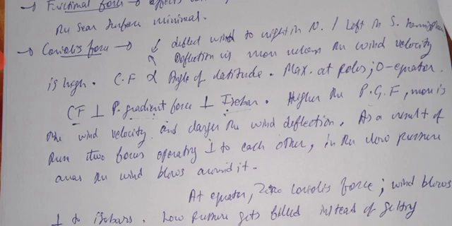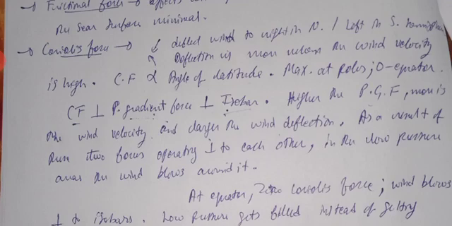It means at 0° latitude, at the equator, the Coriolis force is also 0. So it is maximum at the poles, which are 90 degrees, and 0 at the equator.